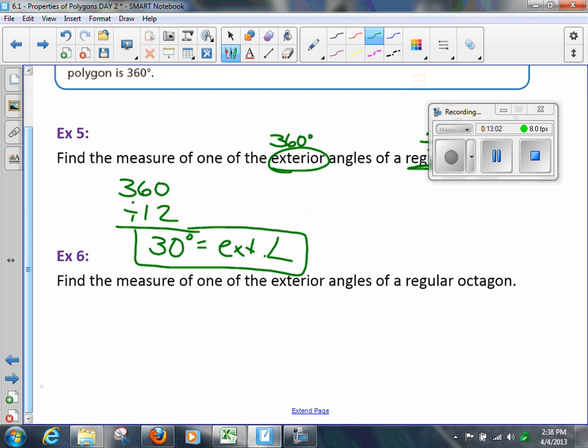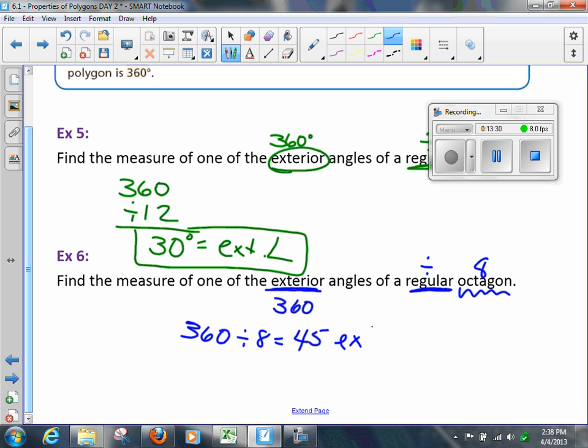Find the measure of one of the exterior. What's your magical exterior number? Of a regular, what do we write? Divide. Octagon's what? 8 sides. 360 divided by 8, which is going to be... So that means each exterior angle is going to be 45 degrees, right?